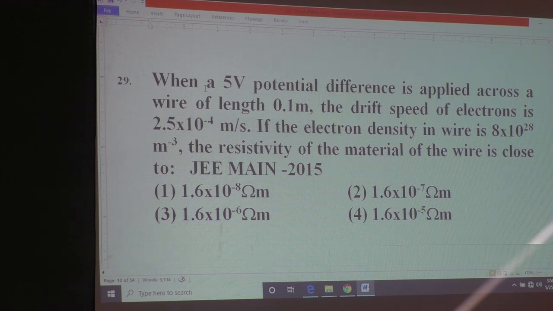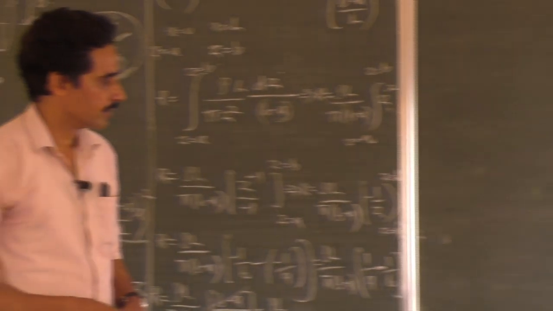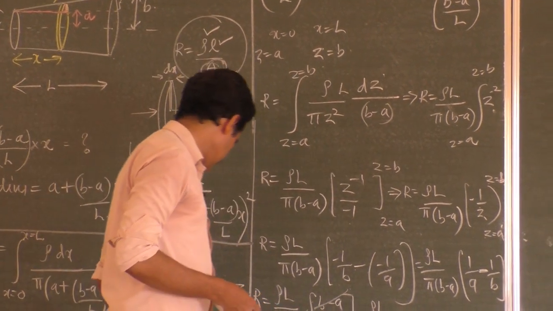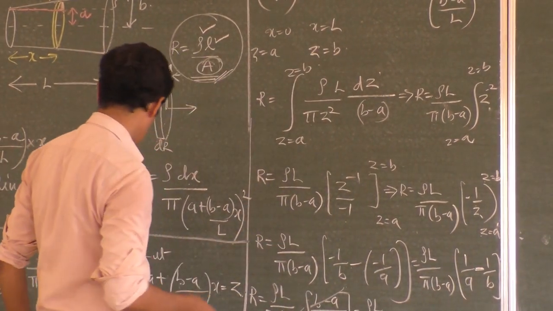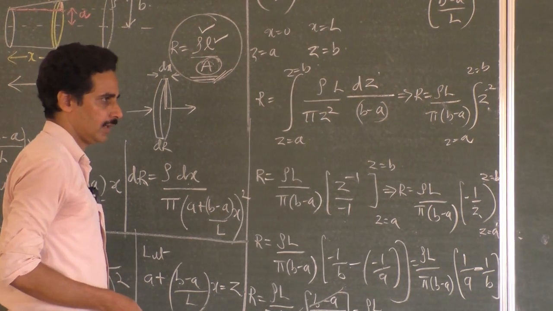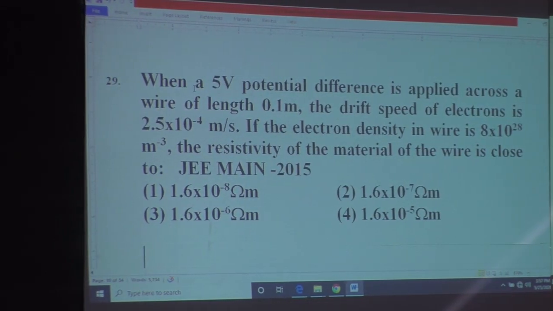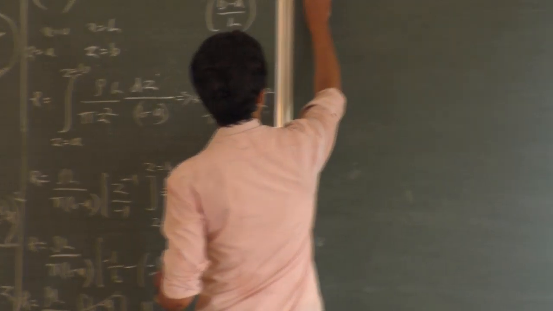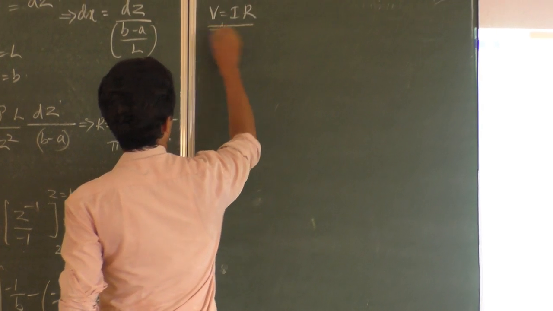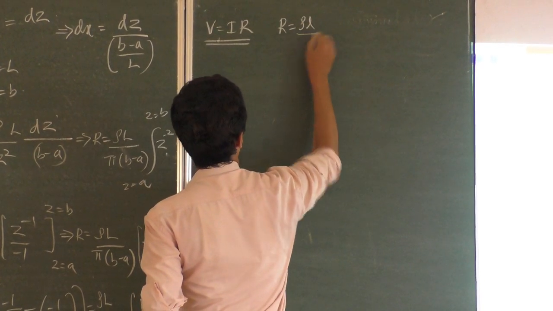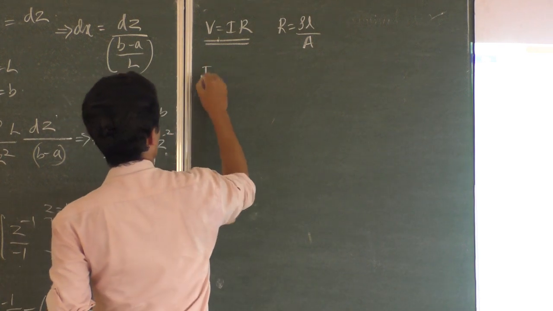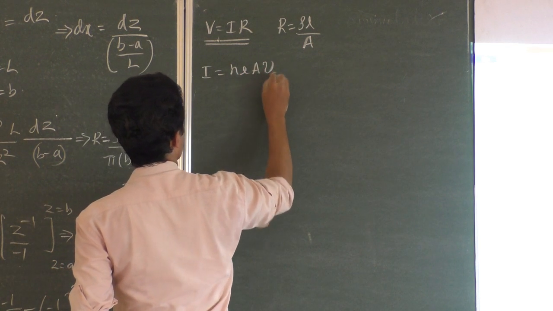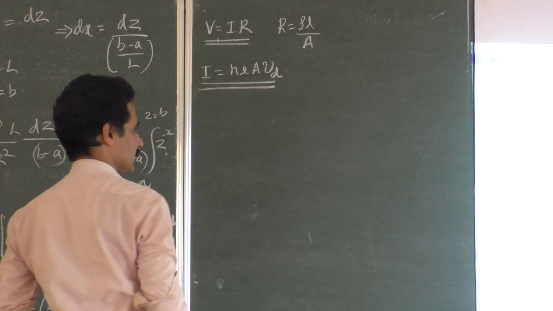See, such a type of problem, even when it is asked in JEE Main, is not a very tough problem, and you can solve it. It is very close to the theory we have studied, not out of syllabus, and not very tough. You just recall all the formulas that you have studied related to current and drift velocity. V equal to IR, a very important relation, and R is equal to rho L by A, you know this. And current I is equal to NEAVD, right? So we have all these equations.